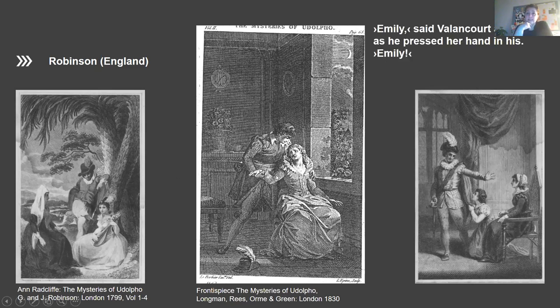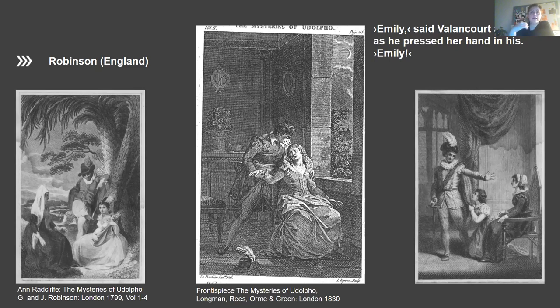And you can see that again, the role of the female quite differs from the one we saw in the original Robinson set. We here have a very passive Emily, and she is very heavily dependent on her male companion. And this is the meeting before they have to separate, before Emily has to go with her aunt and Montoni. And not only is the pose and the posture very passive and very weak, but also the text is again a phrase which is spoken by the male and not the female.